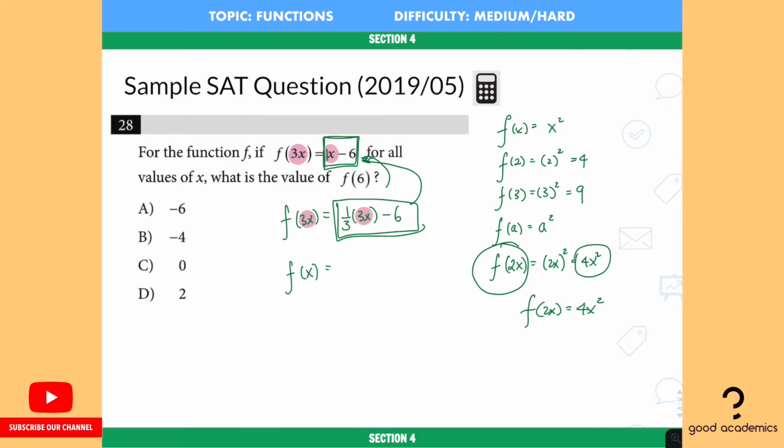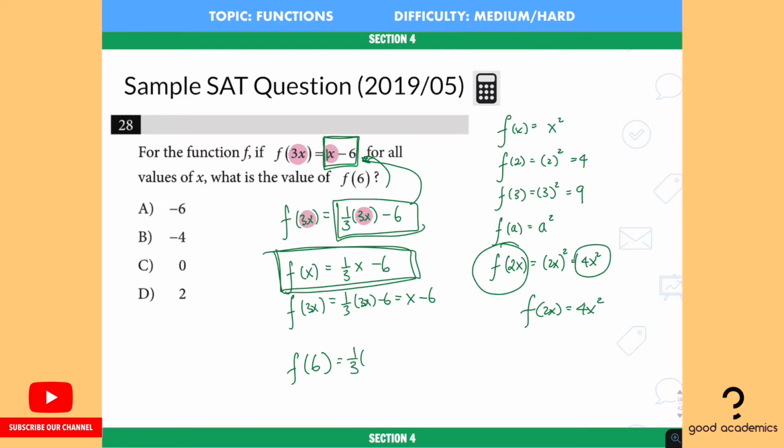f of x is equal to 1/3 x minus 6. So that's how we have f of 3x is equal to 1/3 of 3x minus 6, which is equal to x minus 6. So we are testing out the possibility of the original function. And once we test it out and see that this one is the valid function, we can use it. Now we put f of 6 right here, which is equal to 1/3 times 6 minus 6. And 1/3 times 6 is equal to 2. 2 minus 6 is -4. So you get the right answer.